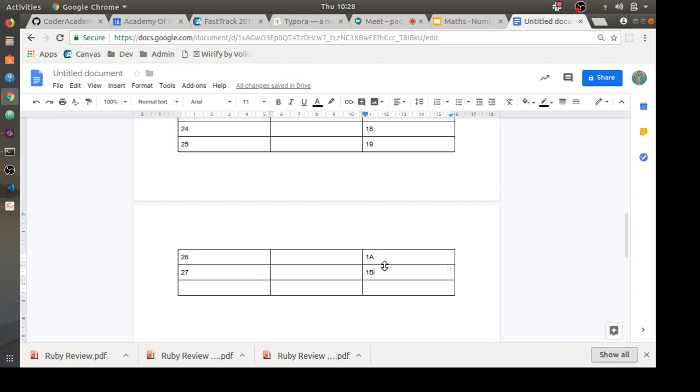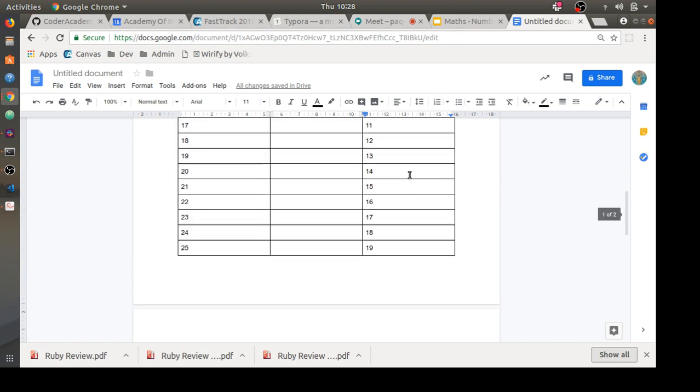What's FF? 255. 15 times 16 plus 15. It's 16 squared minus 1. That's right. And it's always the base to the power minus 1, because it starts at 0. That's right. Exactly.